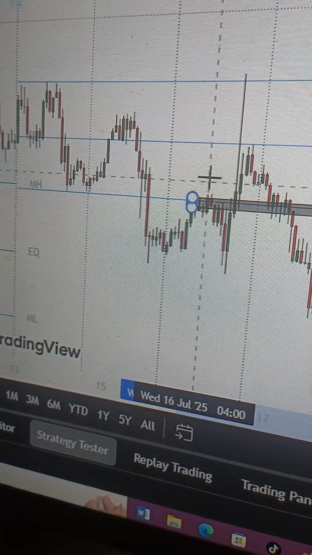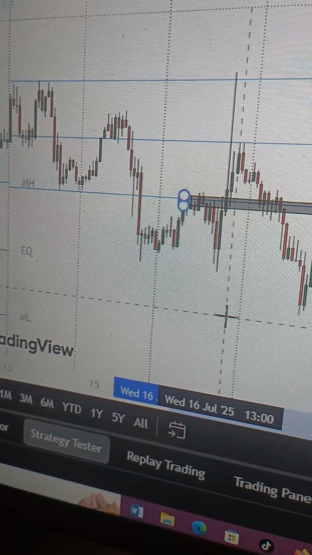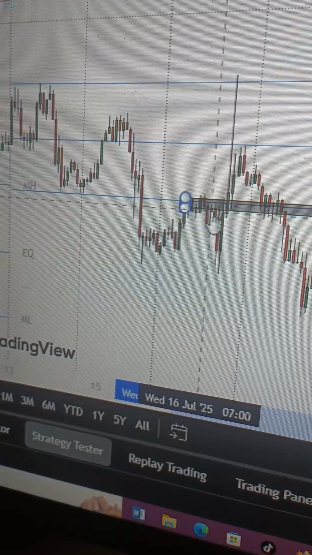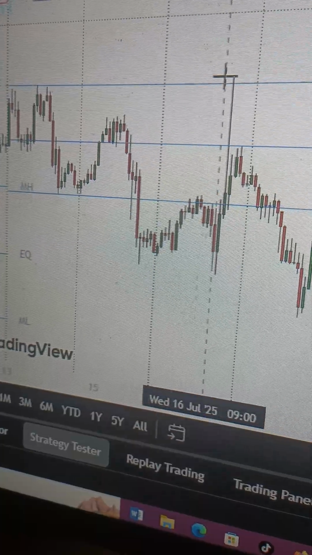This was the last high. We did not break it. We broke down, retested, and we come. So we could have had this trade, this one. News happens, and we go to the other side.